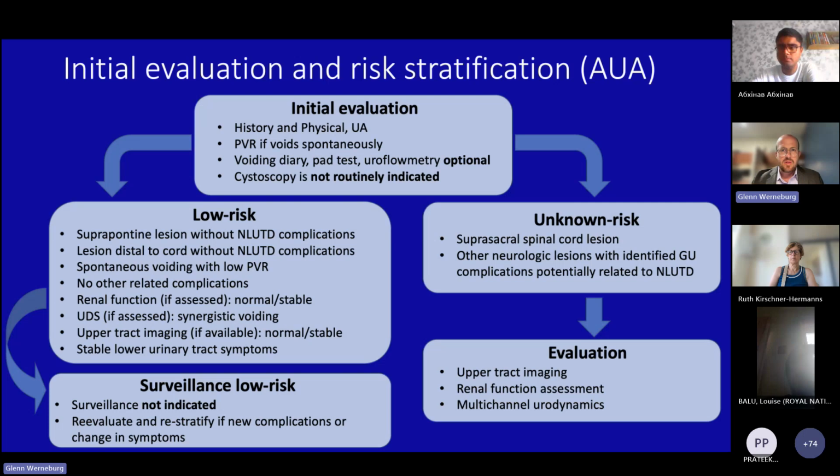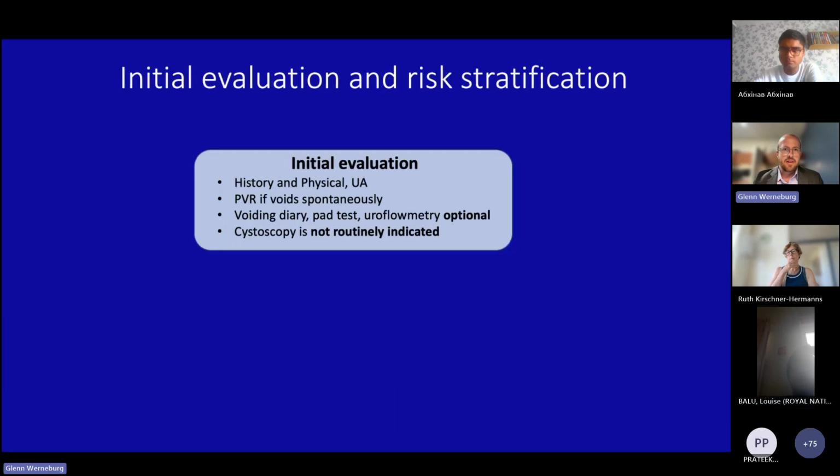But this is what we're looking at. A patient comes to us. We want to get a good initial evaluation. Start with the history and physical. Look at the PVR, and review any other testing that's already been performed, then classify them, whether they're low risk or unknown risk, and then we go from there.